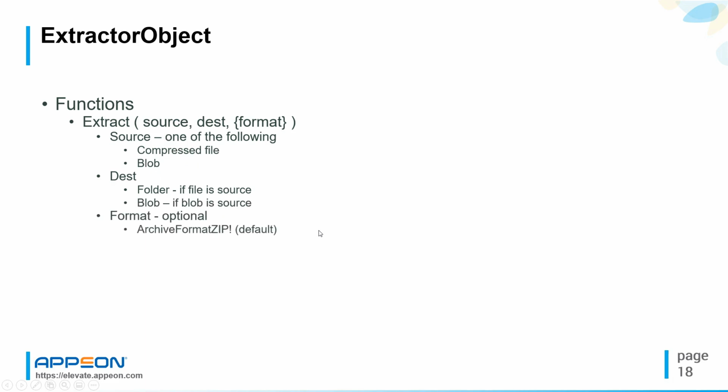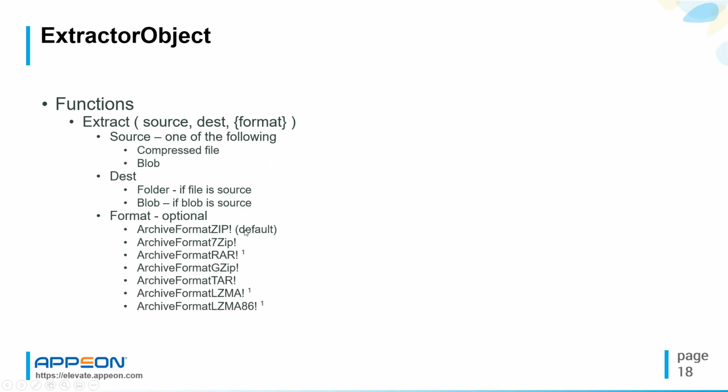And then once again, we've got the formats, but there's actually more extraction formats supported than there are compression. So we've got the four that were supported for compression: zip, 7-zip, gzip, and tar. But also for extraction, they support RAR and LZMA and LZMA86.